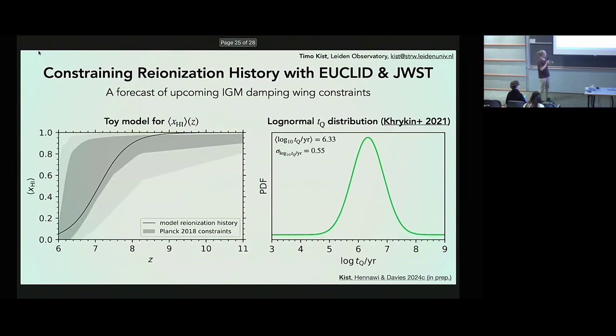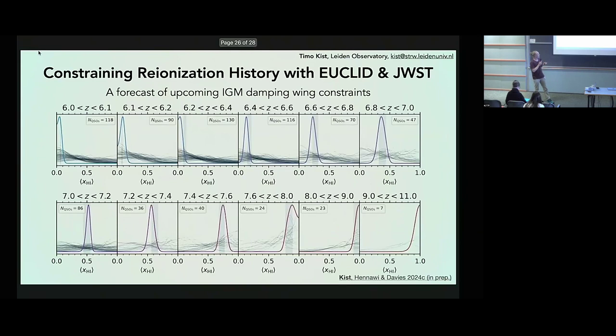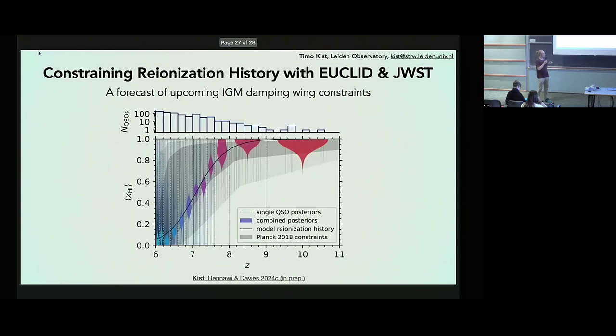And just assuming a very simple reionization history and a lifetime distribution consistent with recent measurements, I can generate a mock spectrum for every single one of these objects and perform the inference on those. And these are the combined constraints that we get if we group them into redshift bins and multiply the resulting XH1 posteriors. And this is the plot you just saw in the beginning.